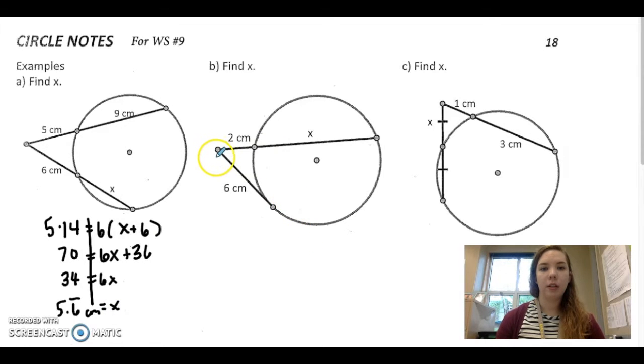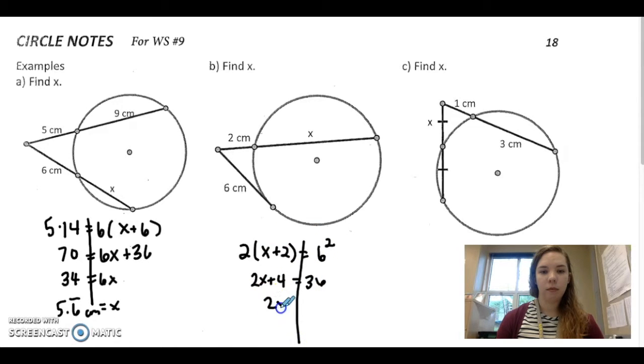Okay, here same thing, piece on the outside times the whole length, which would be x plus 2. And then piece on the outside times the whole length is 6 times 6, or 6 squared. So I'd have 2x plus 4 equals 36. So x is 16 centimeters.